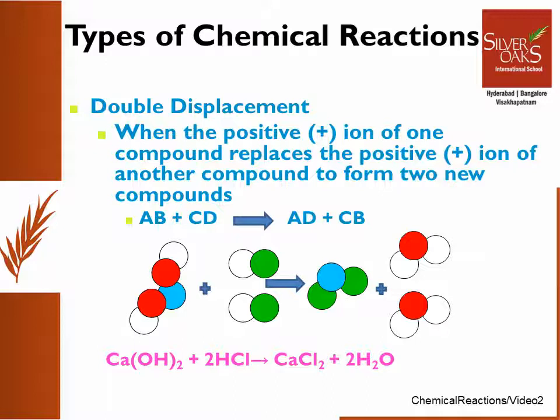Another type of double displacement is called precipitation, where we mix two salt solutions in their aqueous state and they react to form two new products, in which one of the products settles down as a precipitate because it is an insoluble solid. This second type is called a precipitation reaction.